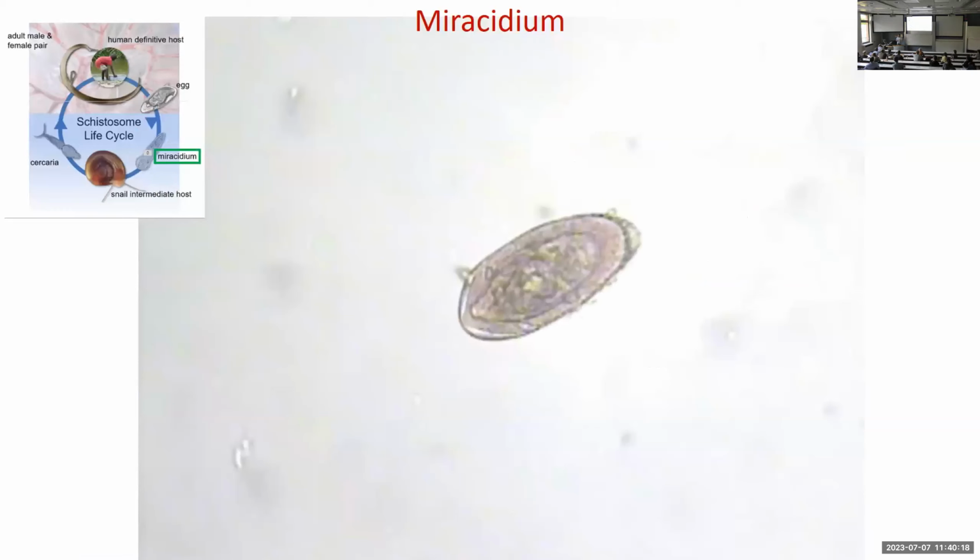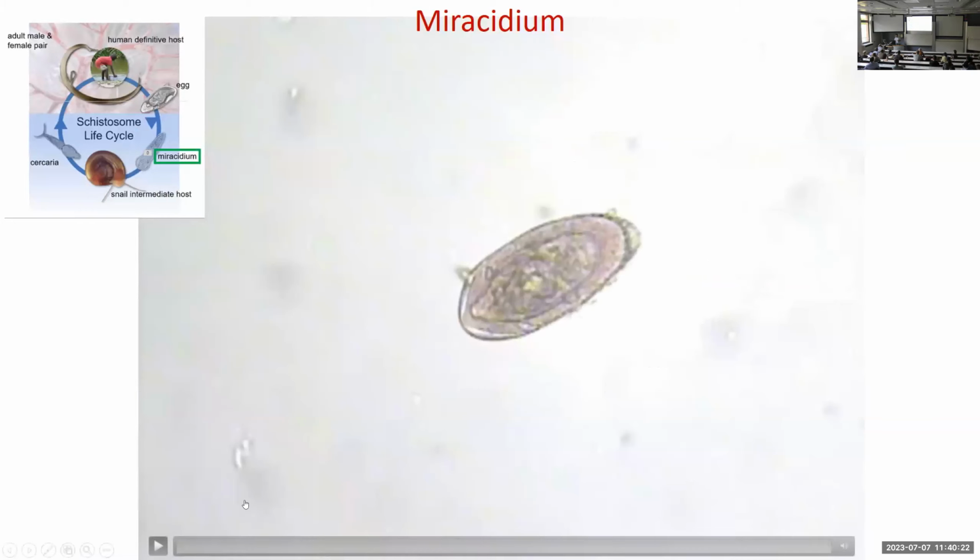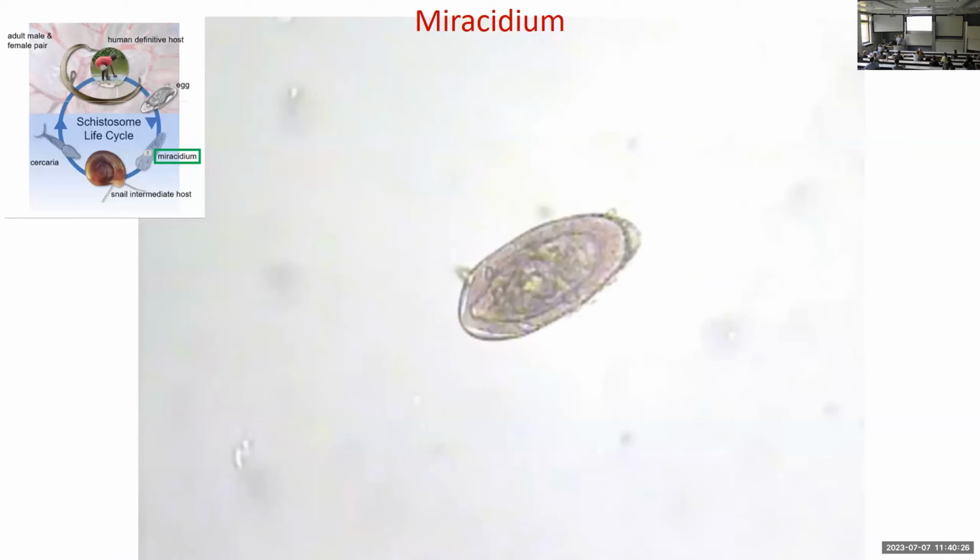So there are two free swimming stages that I'm going to talk about. The first one is the miracidium, the one that hatches from the egg and seeks the snail. So this is the video of the egg, and the miracidium hatching. It's due to osmotic pressure. So you can see the miracidium moving inside. The water enters the egg and causes a rupture in the shell.